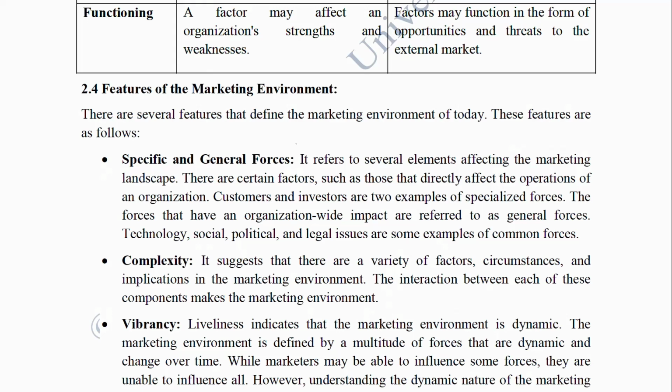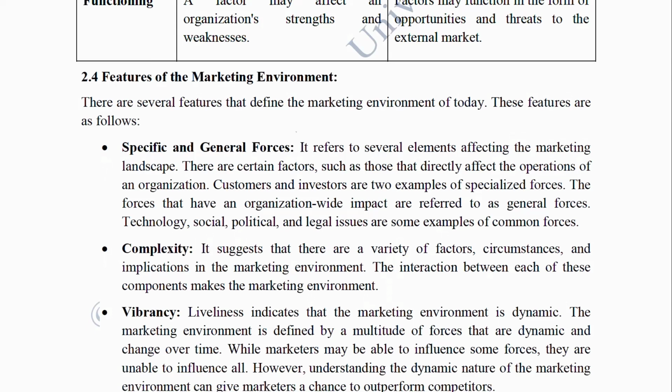Complexity. It suggests that there are a variety of factors, circumstances, and implications in the marketing environment. The interaction between each of these components makes the marketing environment. Vibrancy.